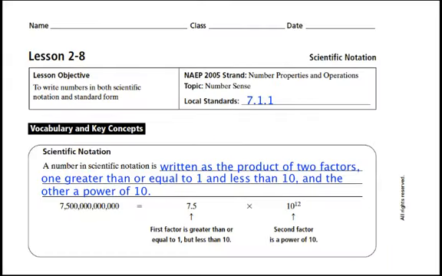The Indiana Academic Standard is 7.1.1. Read, write, compare, and solve problems using whole numbers and scientific notation.